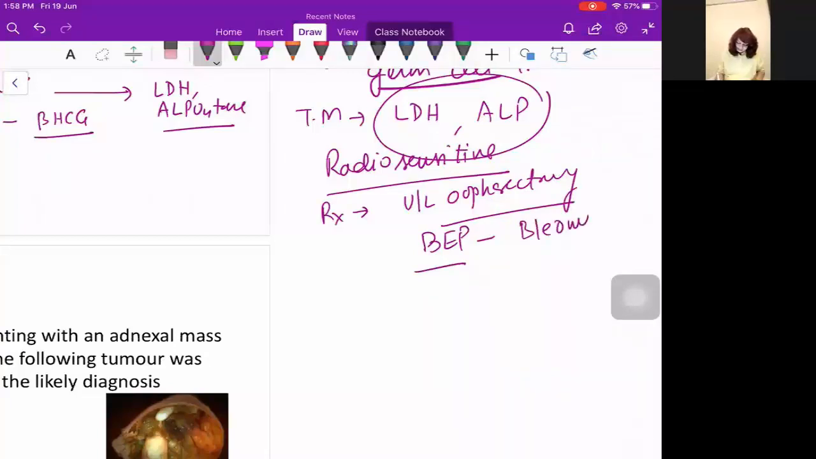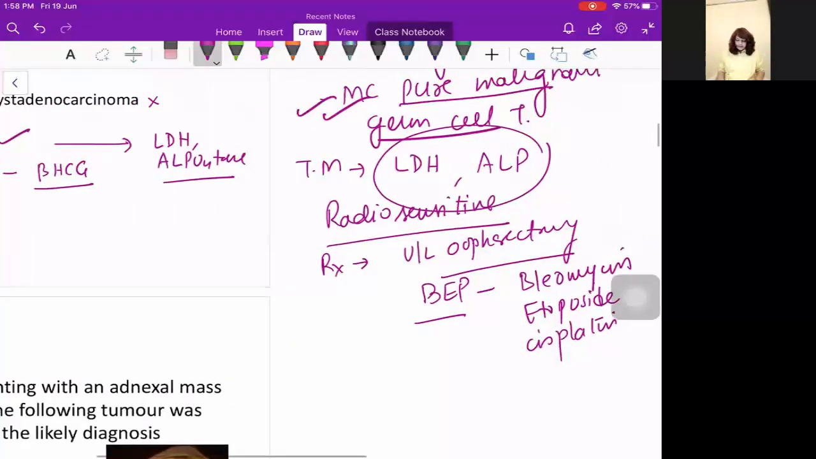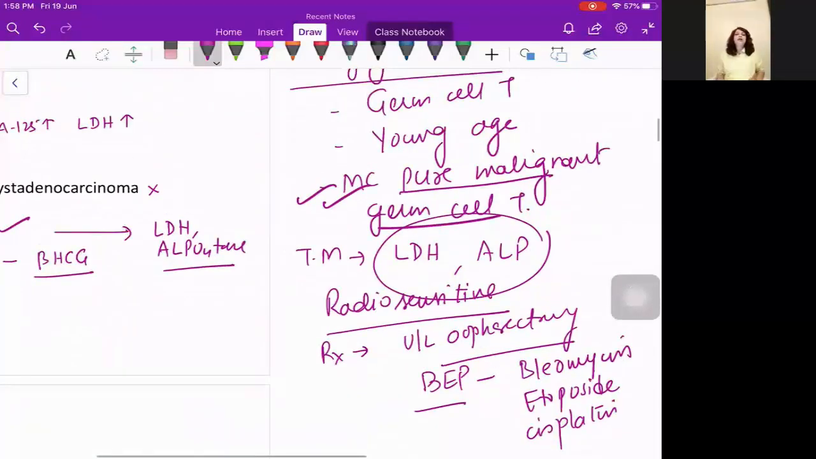BEP: bleomycin, etoposide, and cisplatin. Now friends, when it is a radiosensitive ovarian tumor, why are we not giving radiotherapy? Because the side effects of radiotherapy are that it causes vaginal stenosis, bone marrow suppression, and it can cause ovarian destruction. Since the female is in the reproductive age group, we have a limitation, we cannot give radiotherapy.